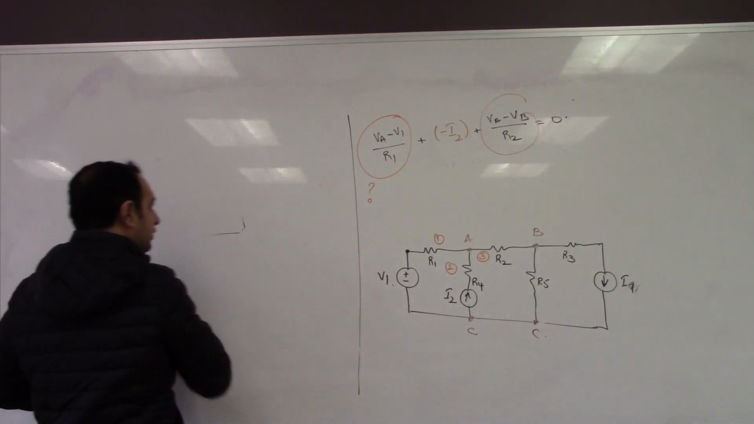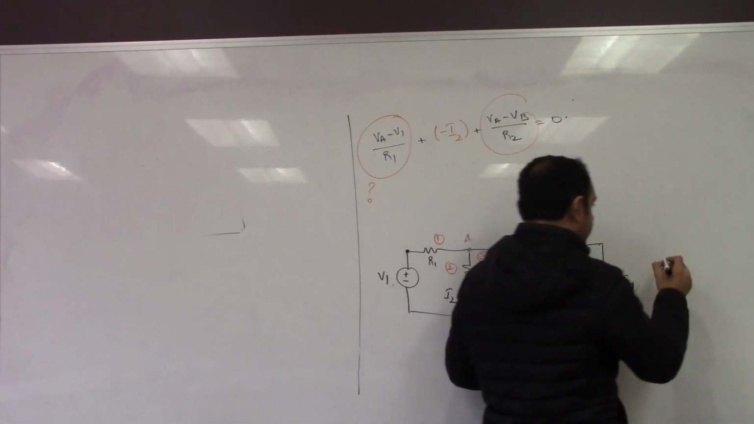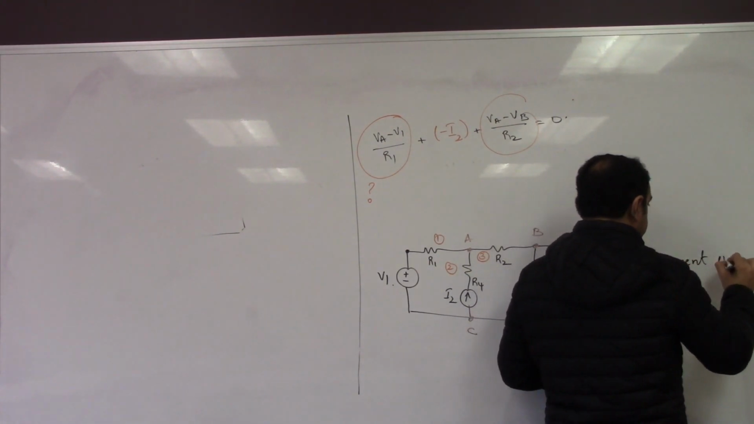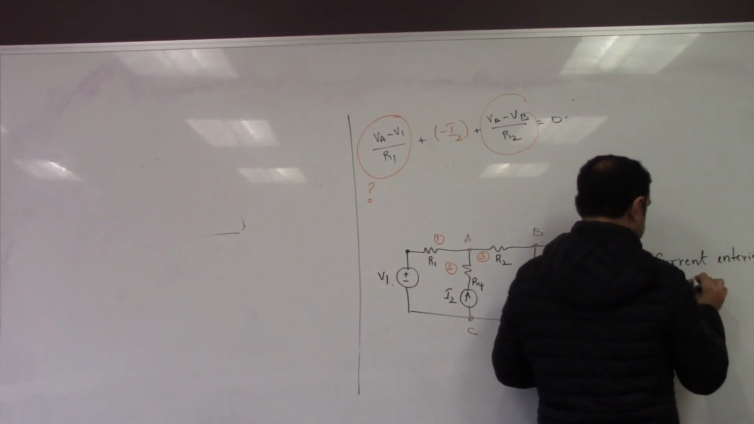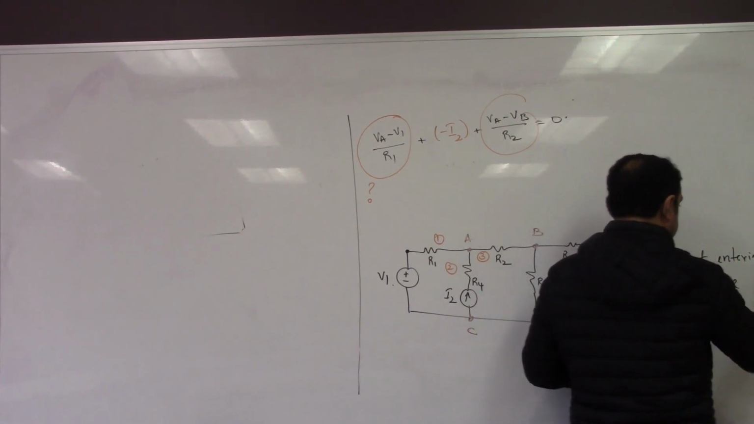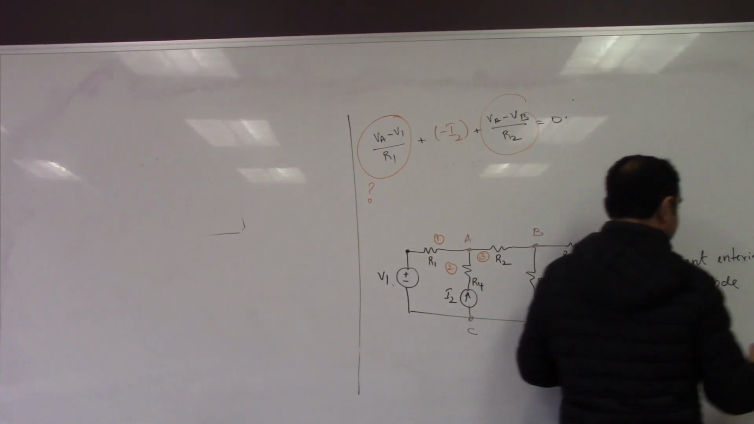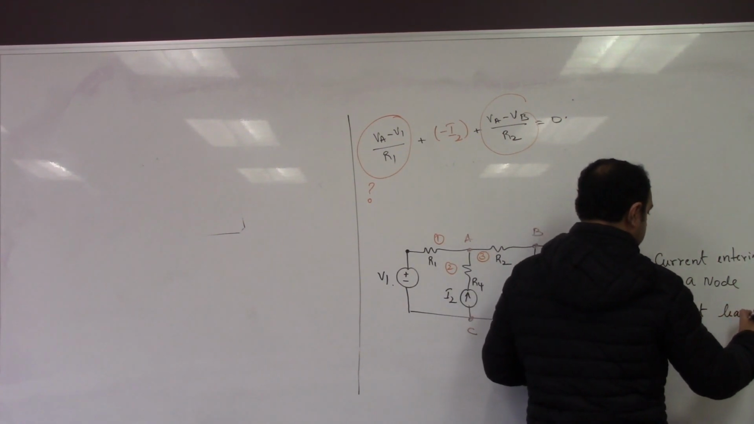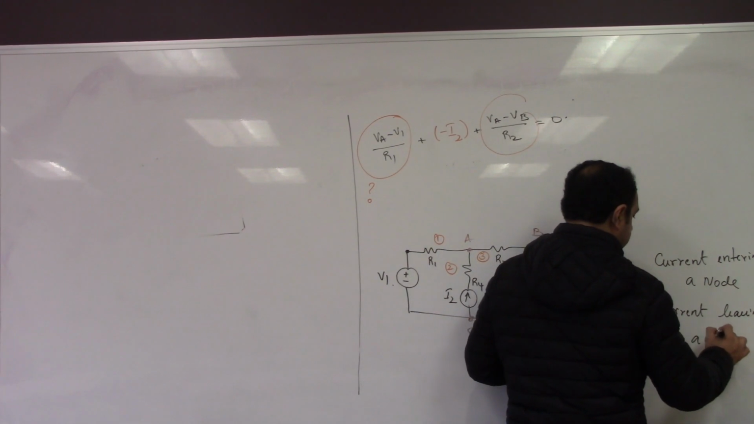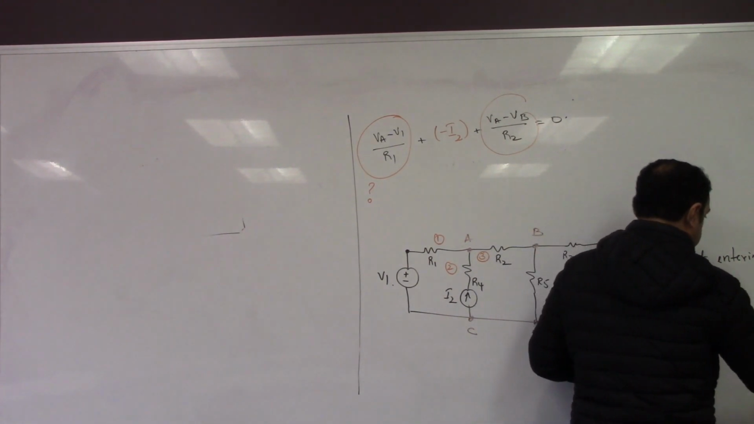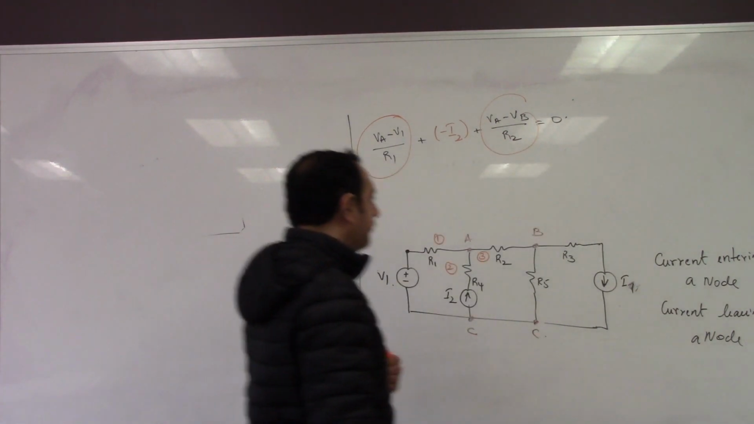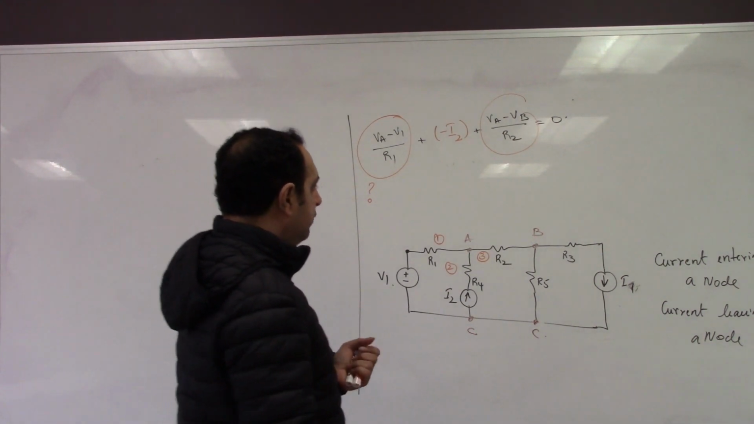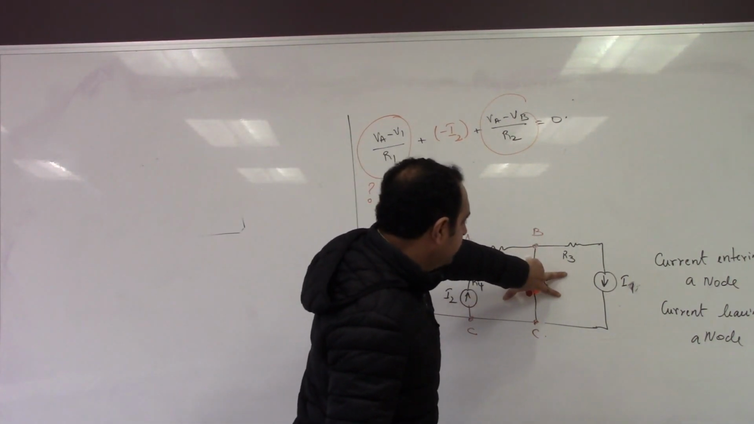So incoming currents, keep in mind, once again, I'll write it here: current entering the node is negative. Current leaving the node is always positive. All right, so with that in mind, let's write the expression for B.